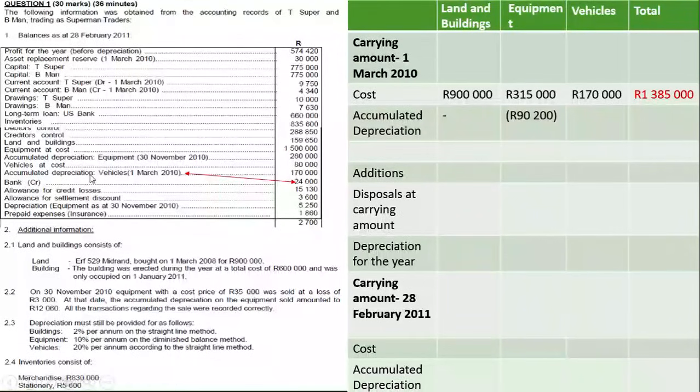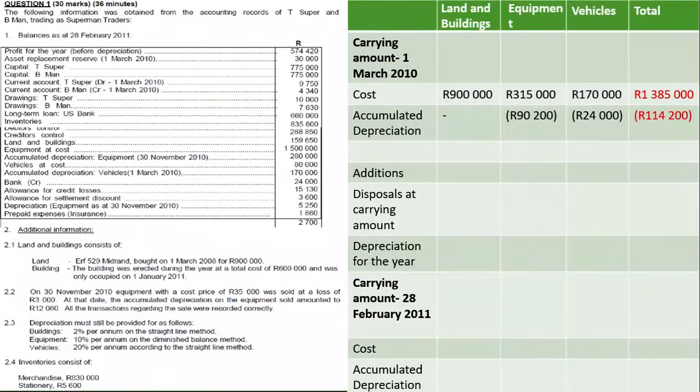If this was accumulated depreciation at the end of the period, that would mean that we need to deduct the depreciation for the period. But this is the accumulated depreciation at the beginning of the period. So we just deduct the 24,000 Rand. Now we total the three up, we get 114,200 Rand. So that is the total accumulated depreciation.